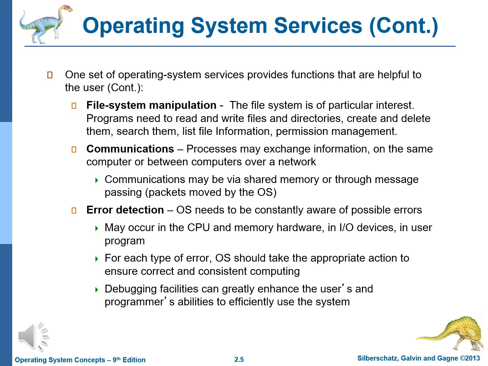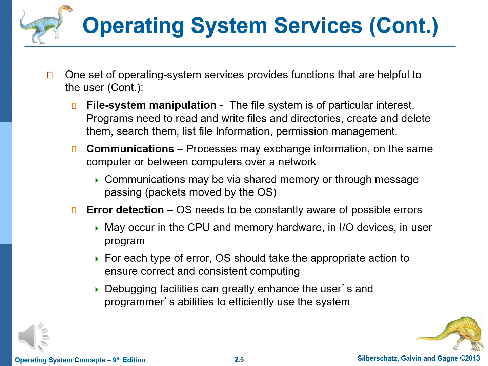File system manipulation. The file system is of particular interest. Obviously, programs need to read and write files and directories. They also need to create and delete them by name, search for a given file, and list file information. Finally, some operating systems include permissions management to allow or deny access to files or directories based on file ownership. Many operating systems provide a variety of file systems, sometimes to allow personal choice and sometimes to provide specific features or performance characteristics.